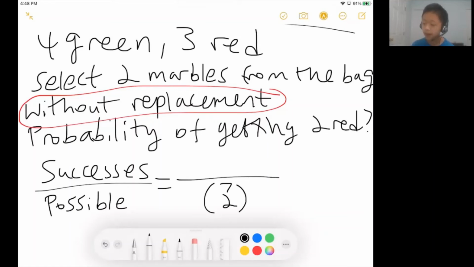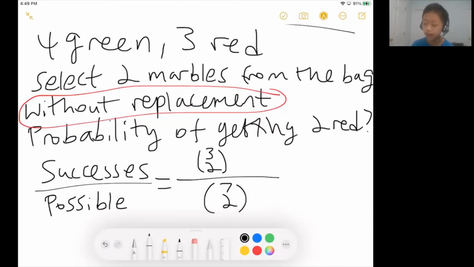And for the successes, since we have 3 red marbles, we want to choose 2 of the red marbles. Without replacement, we would do 3 choose 2. And be careful, don't say 3 times 2, because on the bottom we already counted 7 choose 2, which was already assuming order does not matter. So you have to stay consistent. The top has to also have order does not matter.